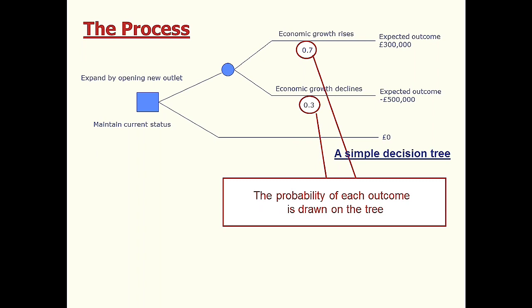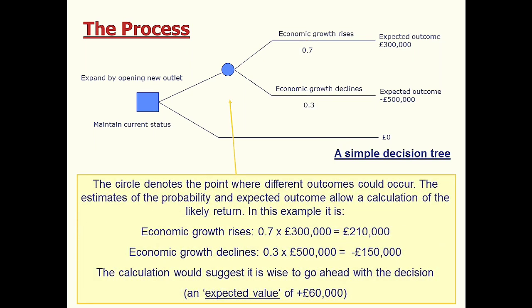However, this economic growth or economic decline will definitely affect their decision of opening the new outlet. So the chances of the economy growing or the economy declining is given in the form of a percentage, which over here we are writing as 0.7 and 0.3. So this is the probability of each outcome and it is drawn on the tree. So the chances of economy increasing is 70%, that we have shown as 0.7, and the chances of economy declining is 0.3. The circle will denote the point where different outcomes could occur.